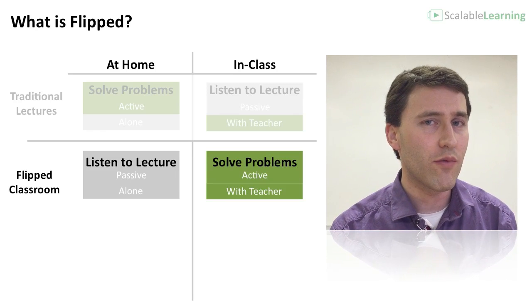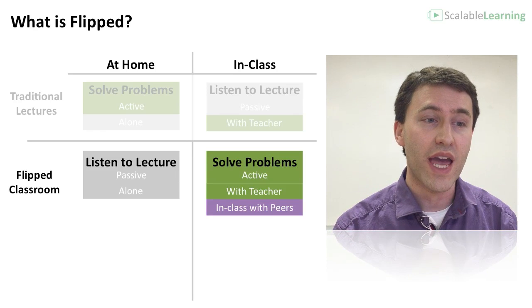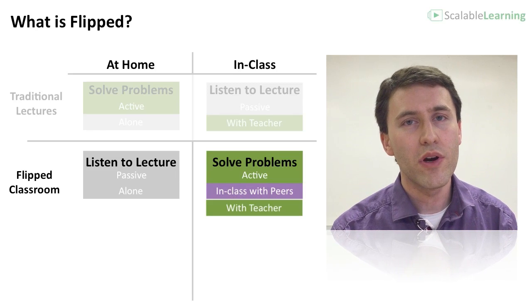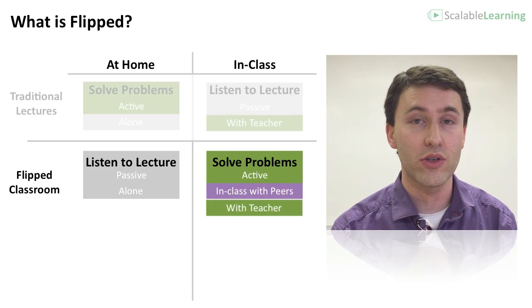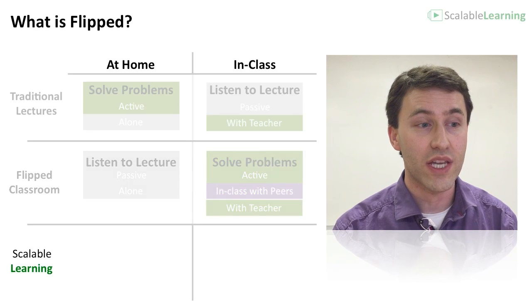Now, usually you only have one teacher in the classroom, so this doesn't scale up very well. So instead, when you do this active teaching in flipped classroom, you usually switch this around. So students spend most of their time working with their peers in the classroom with the teacher there to help them out.